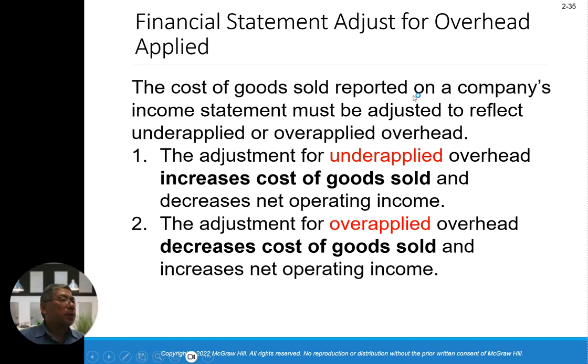So for the adjustment to the cost of goods sold, the statement might be adjusted to reflect underapplied or overapplied overhead. The adjustment for underapplied overhead increases cost of goods sold and decreases net operating income. The adjustment for overapplied overhead decreases cost of goods sold and increases the net operating income.